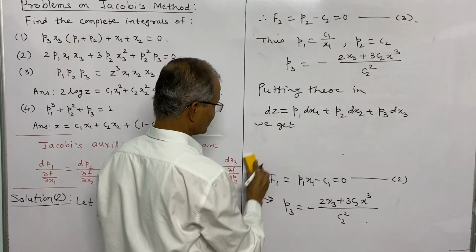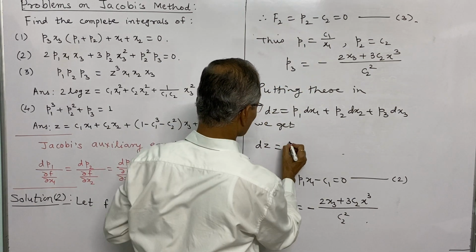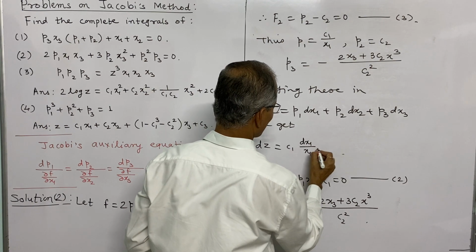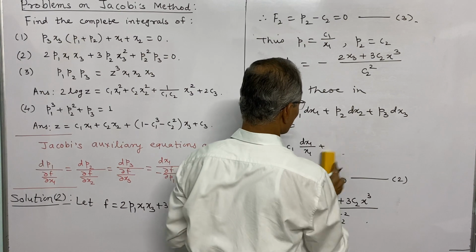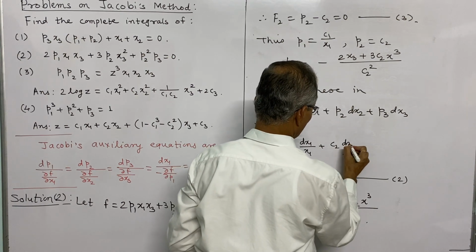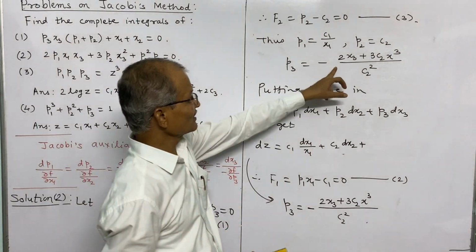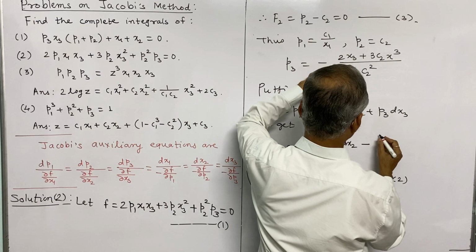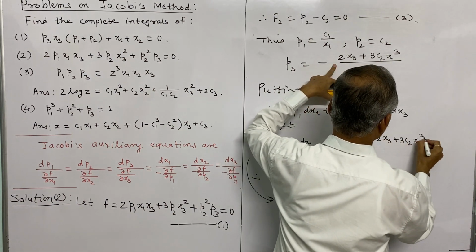So we get dz. What is P1? C1 by x1. C1, and I shall write dx1 by x1 plus P2. What is P2? C2 only. C2 dx2. And plus what is P3? P3 is here. That is negative 2x3 plus 3c2 x cube.